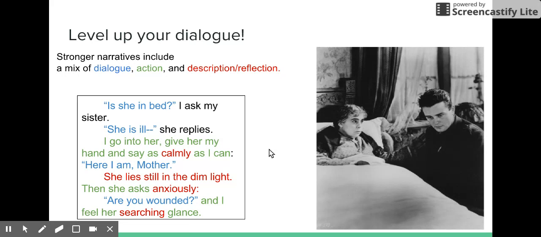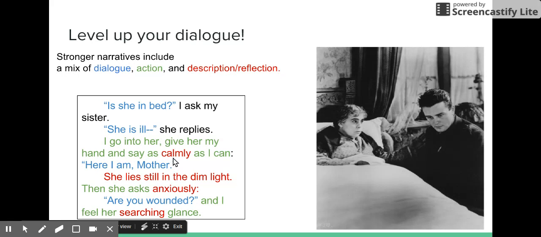So what I like about this passage is that there's a lot of dialogue. It's kind of back and forth, all dialogue, but they also add action and description and reflection within it. So, "Is she in bed?" "She is ill." "Here I am, mother." "Are you wounded?" That's broken up by Paul's actions, where he decides to move. So between when he asks his sister where the mom is and him talking to the mom, he walks inside to see his mom. And then we also have a lot of nice description and reflection throughout.